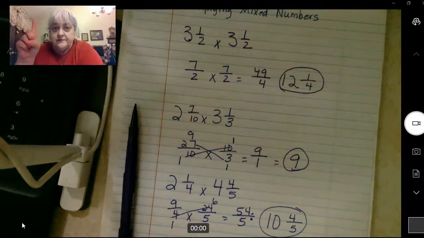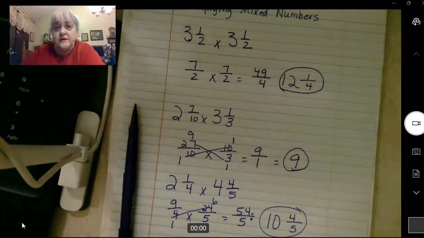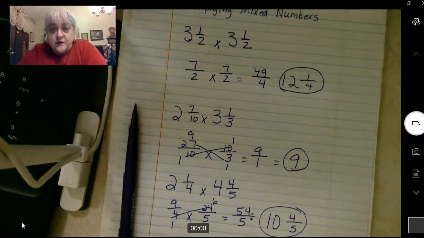Number 1 is you're going to turn the mixed number into an improper fraction. Step 2, see if you can make it easier by cross-reducing. Step 3, multiply the numerators, multiply the denominators. And step 4, simplify the fraction, which means put it in lowest terms, or if it's improper, turn it back into a mixed number. We're going to be practicing this for a few days.